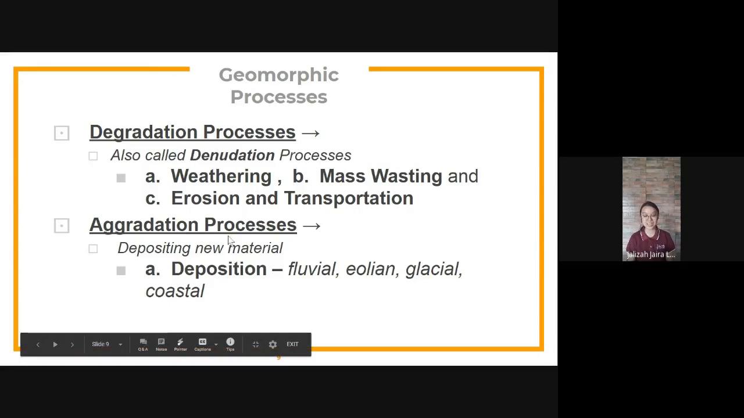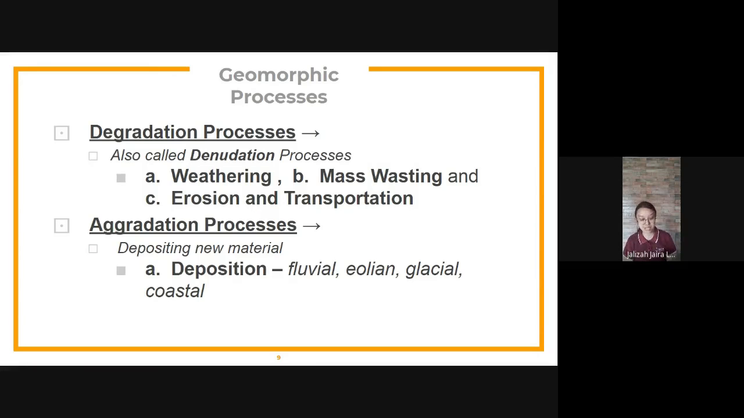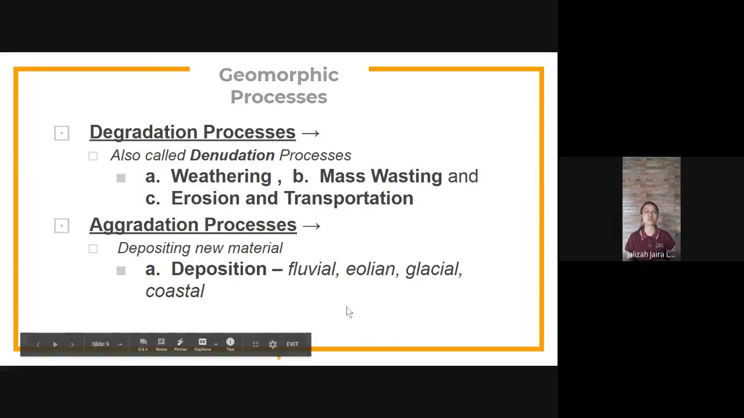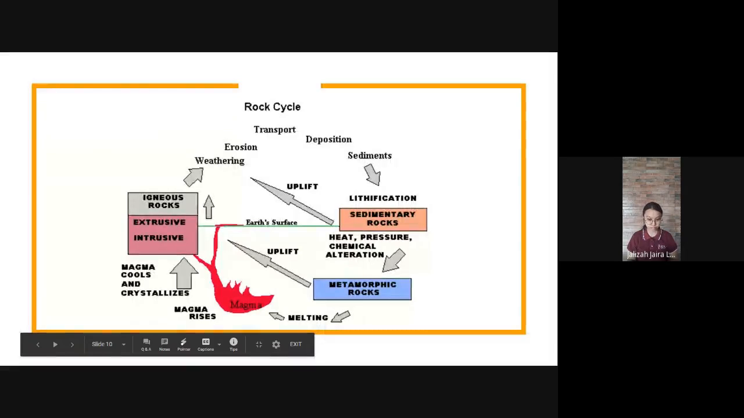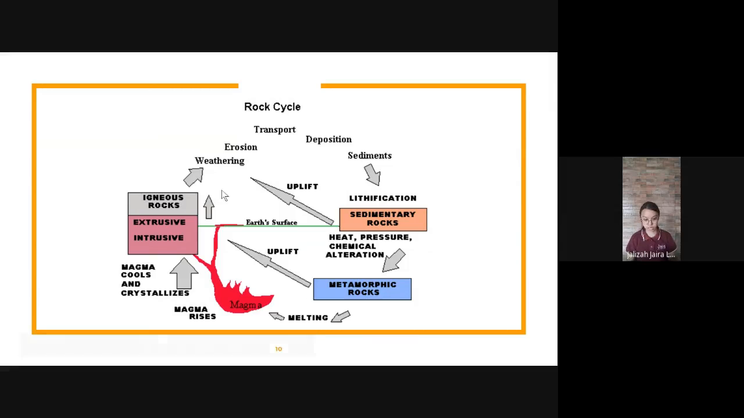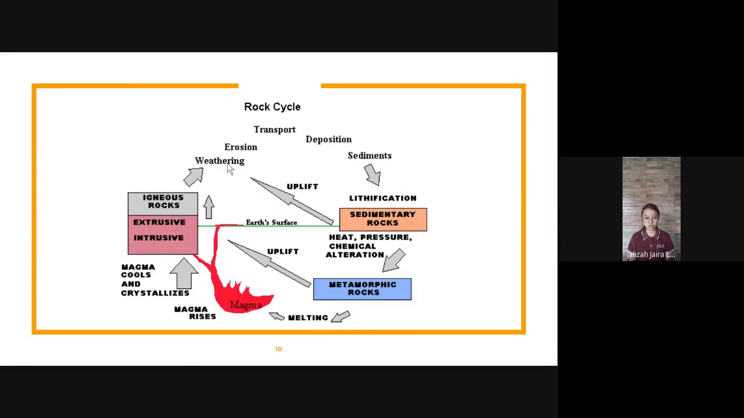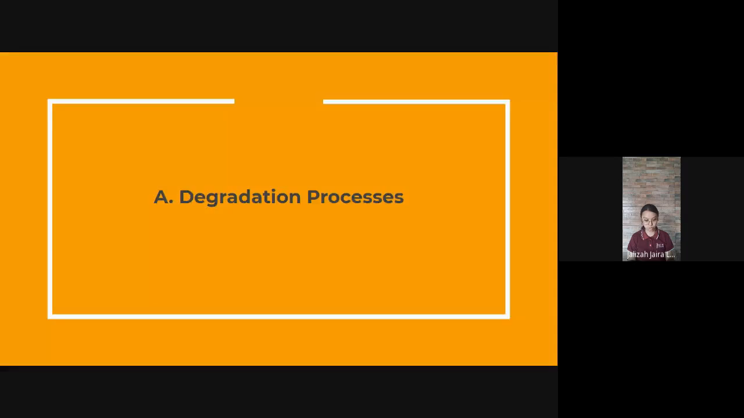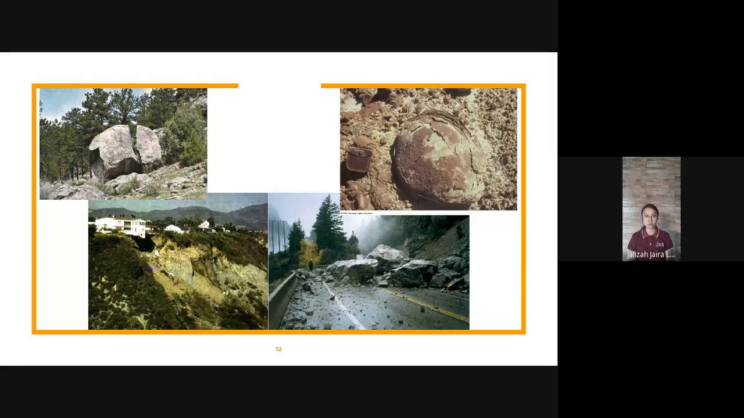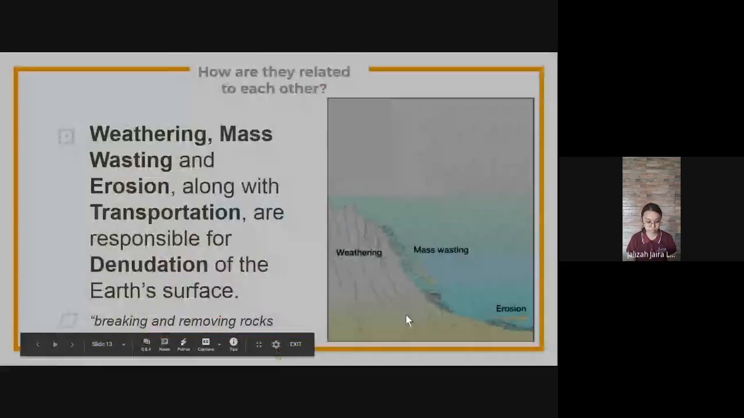And when we talk about aggradation processes, we're starting to build up materials. One example would be deposition and the different examples of deposition processes. So again, we talked about the rock cycle, and that mainly the rock cycle is a combination of different processes that happen in the earth. But particularly, we're going to talk about weathering first, or the degradation processes. So what's so common about all of this? Well, you can see there's always a breakdown of rocks.